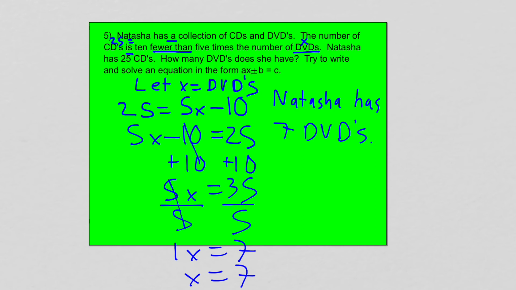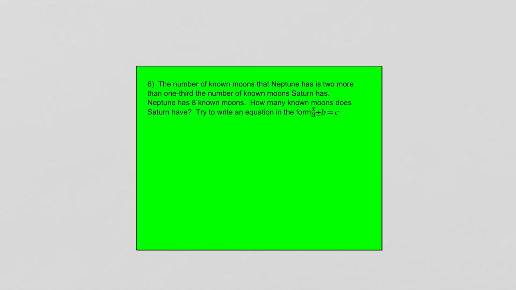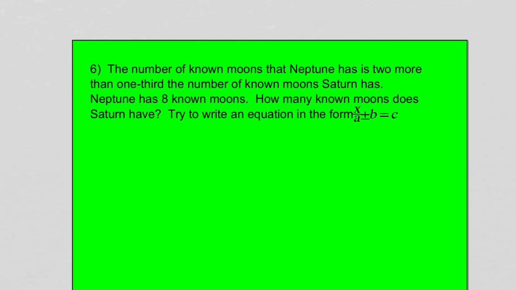Let's do one more word problem. Number 6. The number of known moons that Neptune has is 2 more than 1/3 the number of known moons Saturn has. I guess planets can have hidden moons we don't know about. Neptune has 8 known moons. How many known moons does Saturn have? A lot of mooning going on over here.